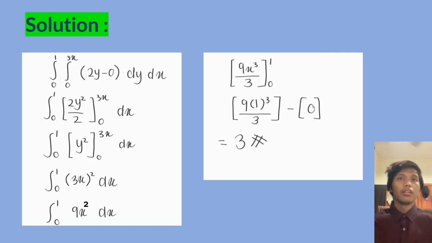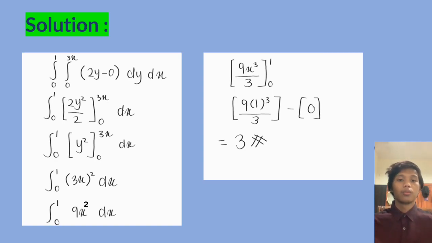So after that, we substitute the 3x into y power of 2, and we get 9x power of 2. After that, we integrate 9x power of 2 dx, and then we get 9x power of 3 over 3, and then we substitute number 1 into x. So after that we get the answer, which is 3.